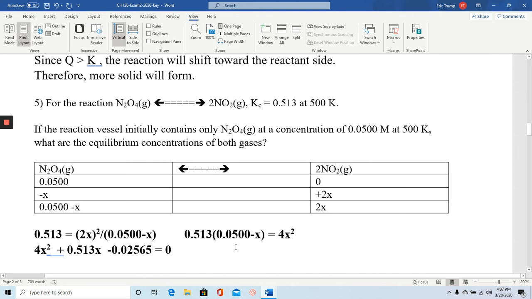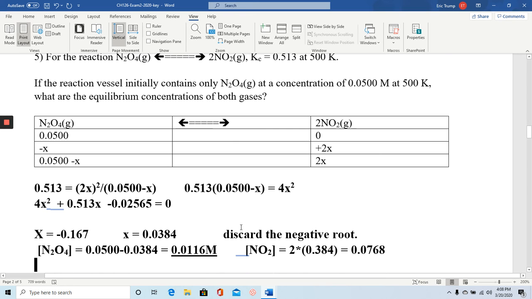Okay, rearranging this, we have the equation for a quadratic. Solving for x, we get two roots. We can discard the negative root. N2O4 is 0.05 minus x. Okay, so that would be 0.0116. And NO2 would be 2x, so that's 0.0768.